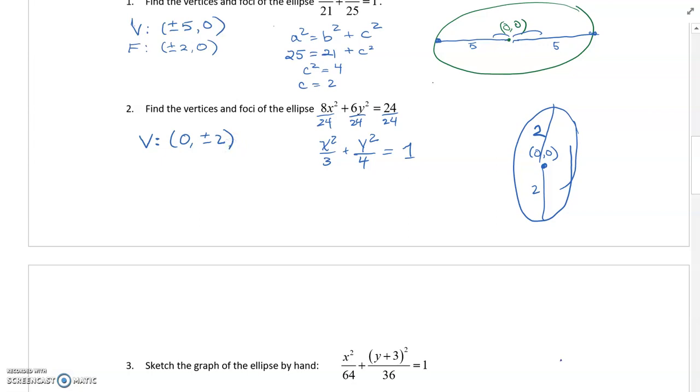And then for the foci, again, we have to solve for c. So a squared equals b squared plus c squared. Notice when you're solving for c squared, it's essentially always going to be the difference of the two denominators of the ellipse. So I'm just going to be subtracting 4 minus 3, and get c squared equals 1. So c is equal to 1. And so for the foci, I need to go up and down 1 from 0, 0. And that would put me at 0, plus or minus 1. Okay, pause it while you work the next one.